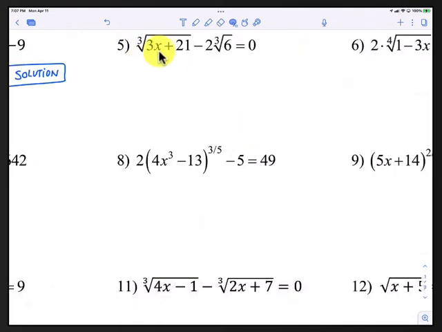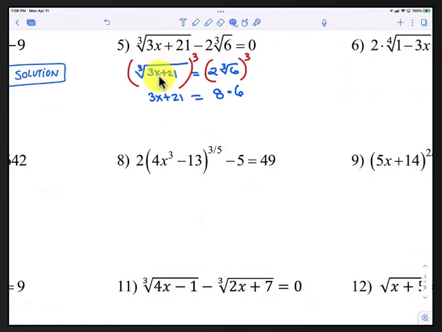Okay, for number 5, we have the cube root of this expression minus 2 times the cube root of 6 is equal to 0. We want to isolate this cube root on one side, so we're going to add the 2 radical 6 to the other side. So that gives us the cube root of 3x plus 21 equals 2 times the cube root of 6. Now we want to get rid of the radical, so we're going to raise both sides to the power of 3.